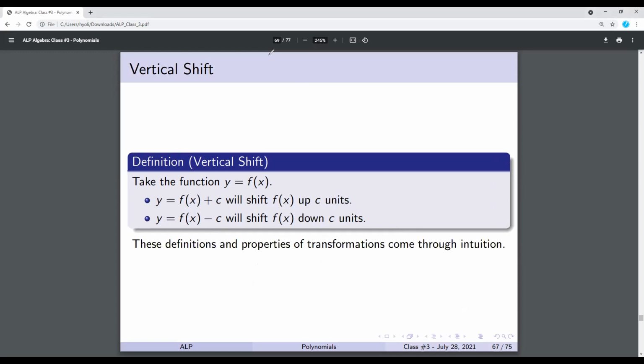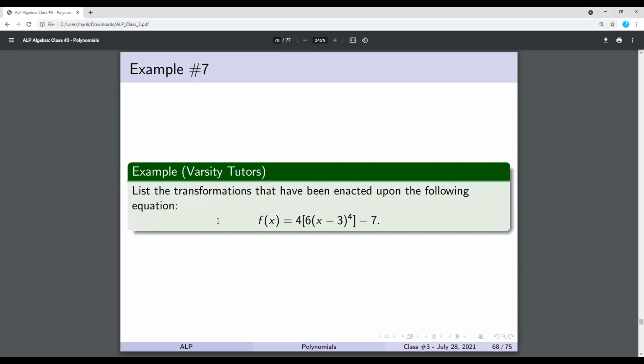And vice versa. For vertical shift, basically we would add c to the y value, and vice versa. If we subtract, then it would move down. Now we have an example. So this is a transformation that would be enacted on the following equation: f of x equals 4 times (6(x minus 3)) to the power 4, all minus 7.